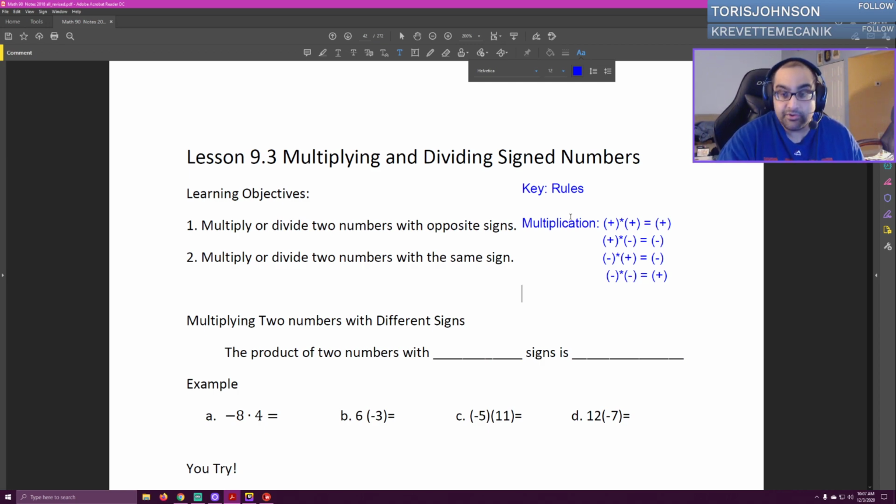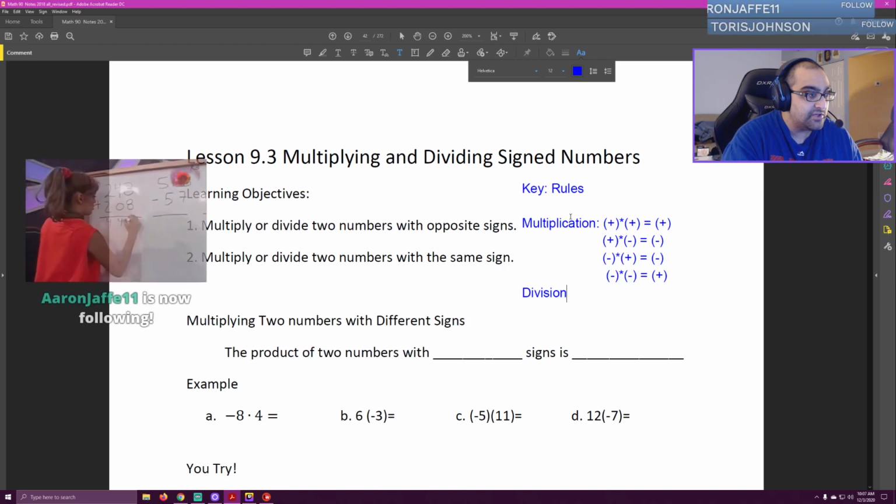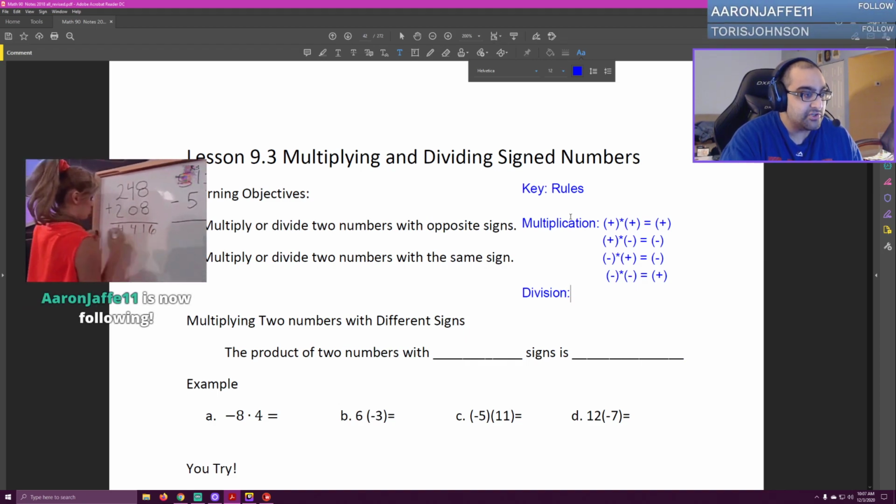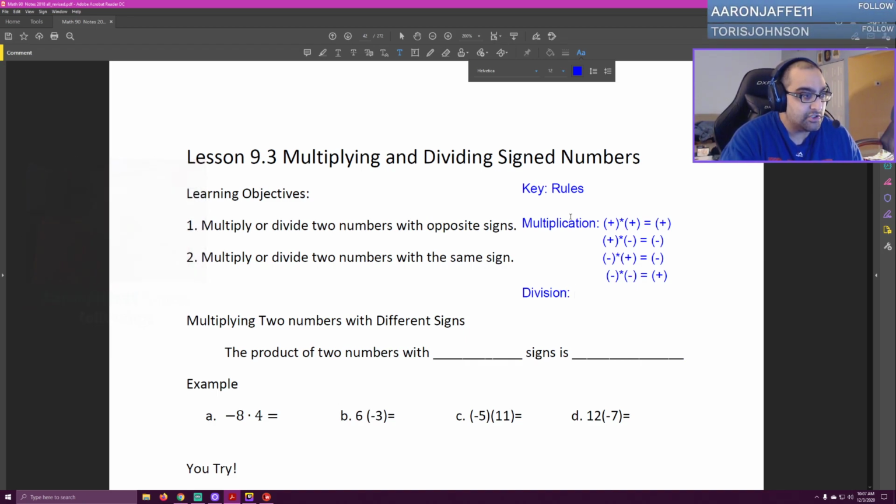Now there is the other side of things as well. Let's talk about division. So I'm going to state the division rules.